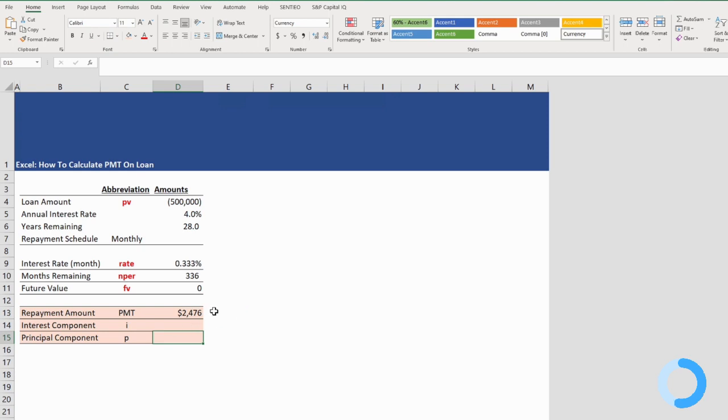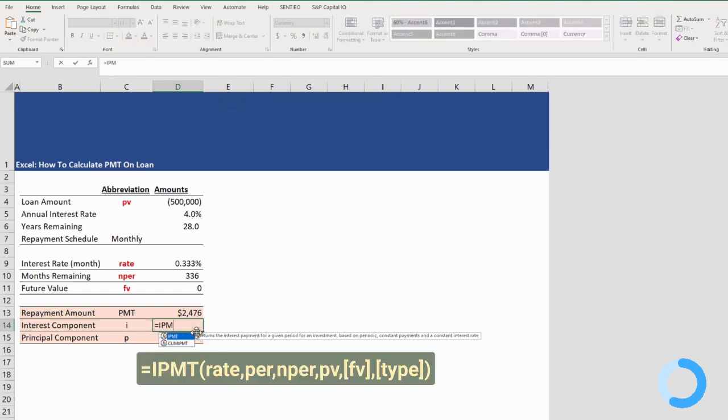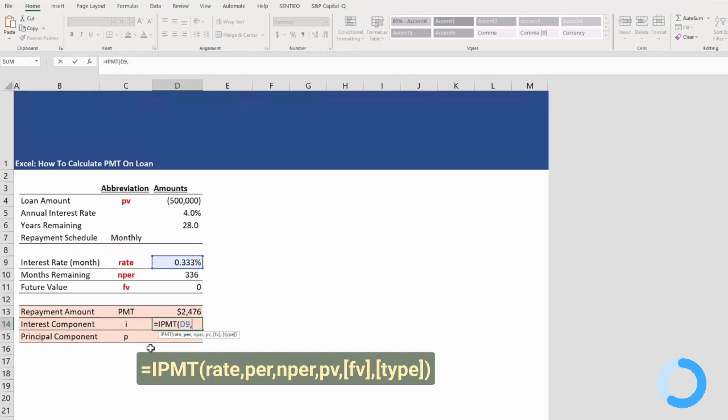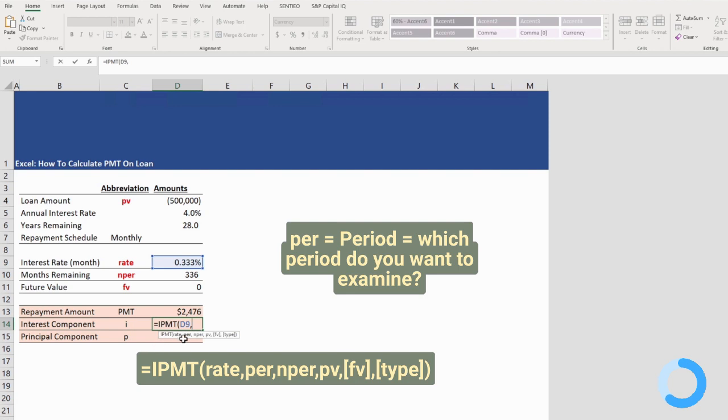Anyone who knows a little bit about finance or loans will know that repayment amount includes both an interest component and a principal component. And I want to show you how to break that down. The interest component here, we can find that out using a very similar function, which is IPMT, interest payment. And it's a very similar formula. So again, we're going to use the rate. The second part of this function is period. Now this number in this case can be any number between 1 and 336, which is the number of periods remaining in this loan. It's basically asking which period do I want to calculate the interest component for.